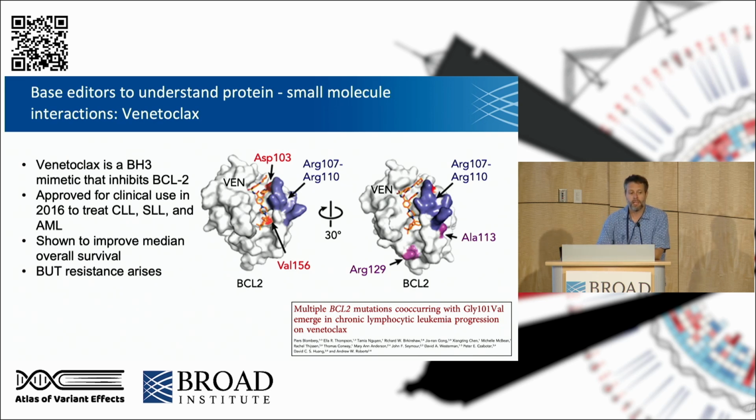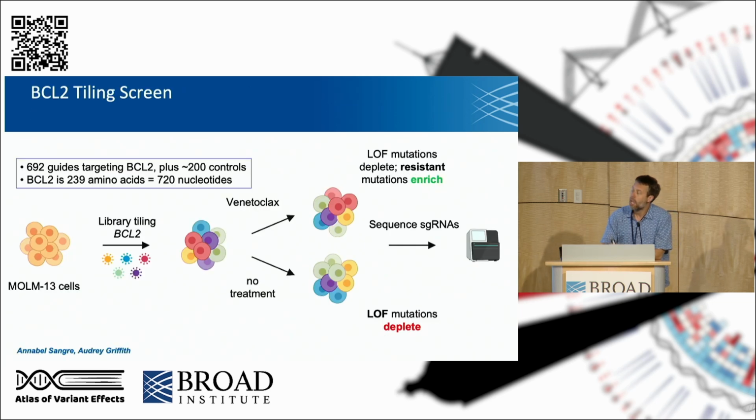And that's highlighted in the crystal structure shown on the right. So this is a clinical study of people who relapsed on venetoclax treatment. And you can see in orange is the venetoclax small molecule, and highlighted in blue and purple are residues that they found mutated in patients that could no longer now respond to venetoclax. Now, obviously, these are not loss-of-function mutations of BCL2, because it still has its anti-apoptotic function, but it can no longer bind to the small molecule. So we asked, could we have discovered this using a base editor screen?